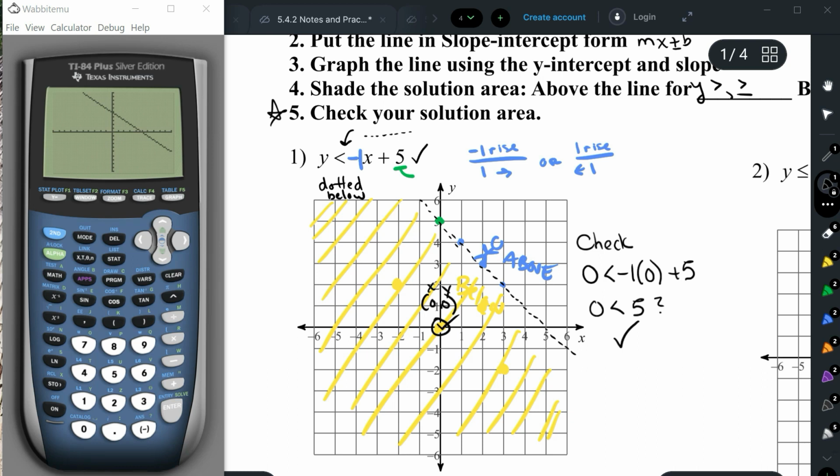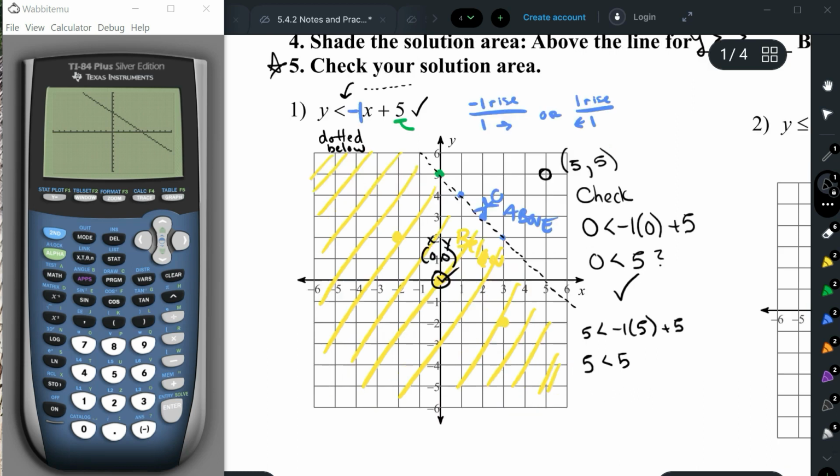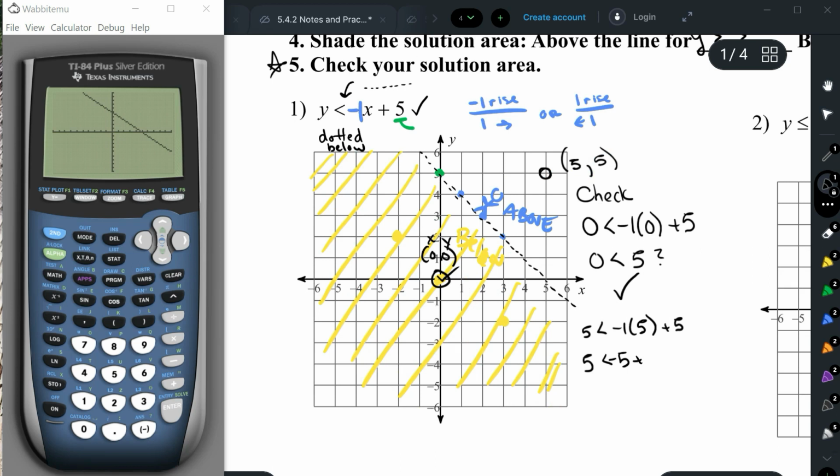Okay, if you were to check a point, say up here, so if we were to check the point 5, 5, you would have 5 less than -1 times 5 plus 5. Okay, -5 plus 5. 5 is not less than 0. So that's why that is not shaded. Okay, so a little clarification on the shading. Everything underneath is where you should shade.